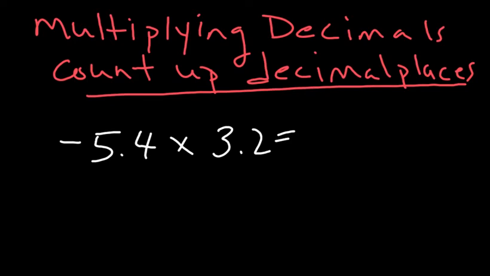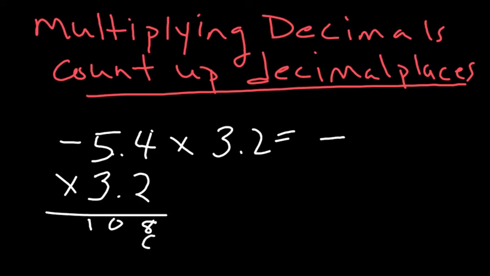The answer would be negative. A negative times a positive. And then stack it up and actually multiply. Ignore the negative. So 4 times 2 is 8. 2 times 5 is 10. Put your 0. 3 times 4 is 12. 3 times 5 is 15, so that's 16. So you're going to come out with 864. And your final answer has to have 1, 2 decimal places.